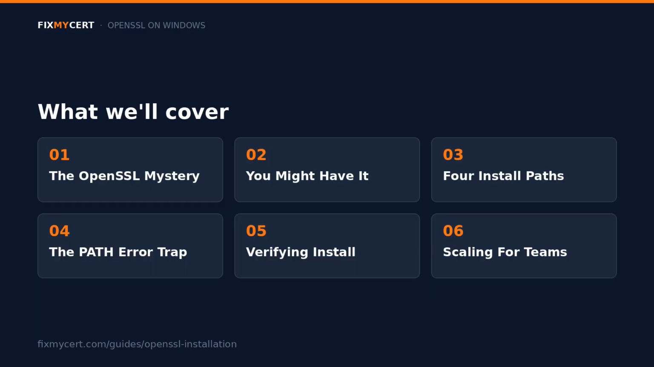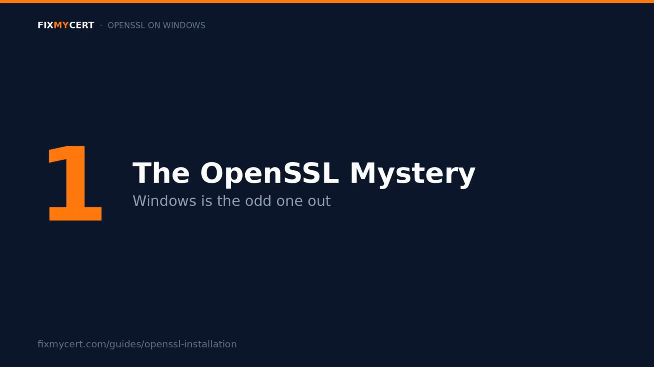Here's our roadmap for today. We're going to look at the Windows OpenSSL mystery, why you might actually already have it, 4 different paths to installation, the notorious path error trap, how to verify a true installation, and finally, scaling OpenSSL for your team. Kicking things off with part 1, the Windows OpenSSL mystery.